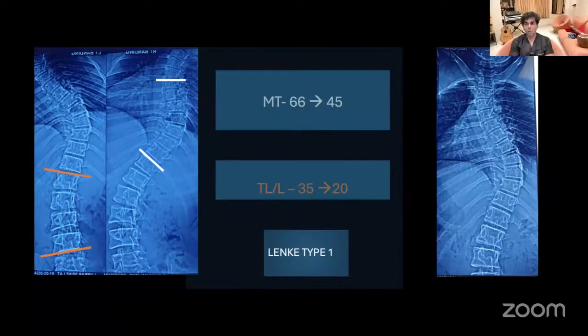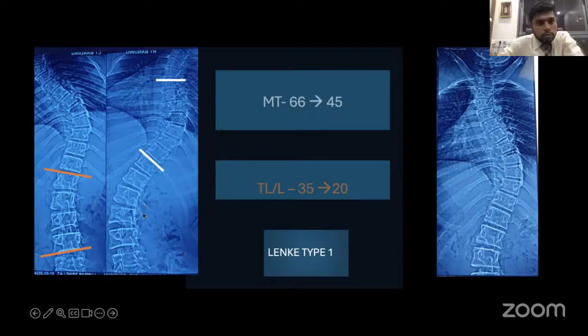Dr. Arjun has brought out another point. How will you classify this as per, again, Peter Newton's 1AR versus 1AL based on the L4 tilt? Hriday, if it's a type 1 and the tilt is on the right and it's also correcting, so it will be a 1AR, but it's a flexible lumbar. Flexible, yeah.